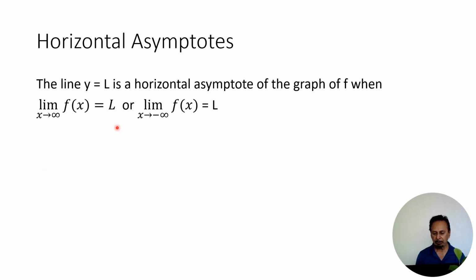Horizontal asymptotes. The line y equals L is a horizontal asymptote of the graph of f of x whenever the limit of f of x as x approaches infinity is L, or the limit of f of x as x approaches minus infinity is equal to L.